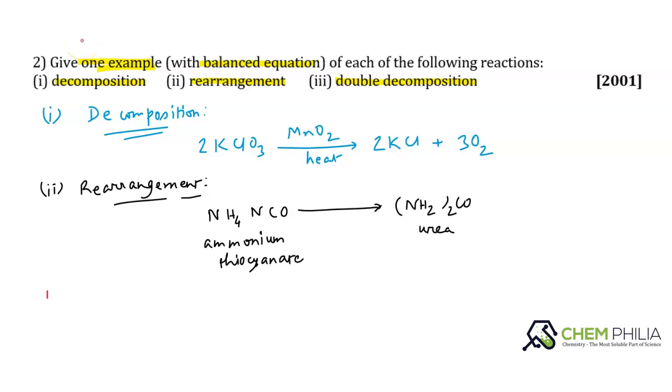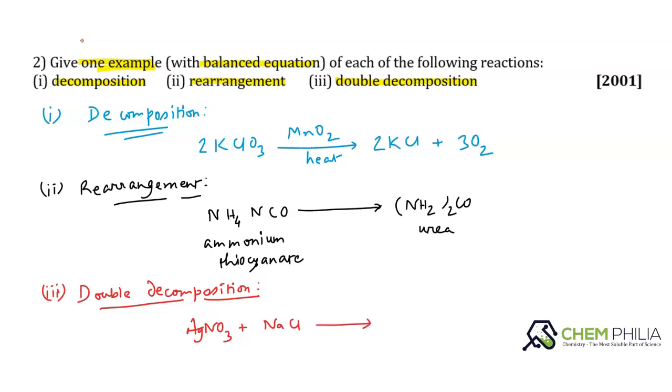So let us come to the next part of the question. The next part is number 3, double decomposition. Right? Now, what is a double decomposition reaction? Here you can see that there is a mutual exchange of ions. So let us consider this reaction between AgNO3 and NaCl.